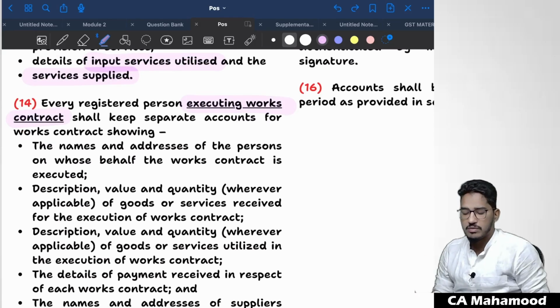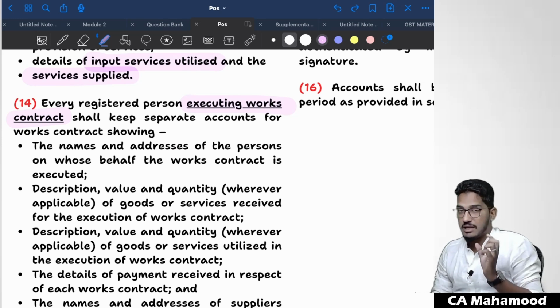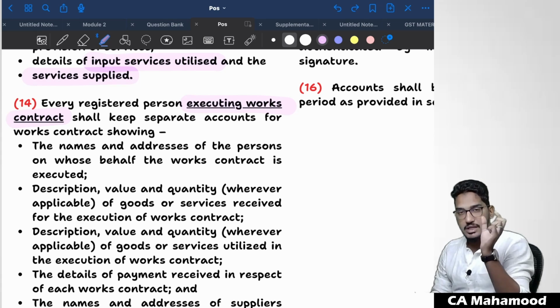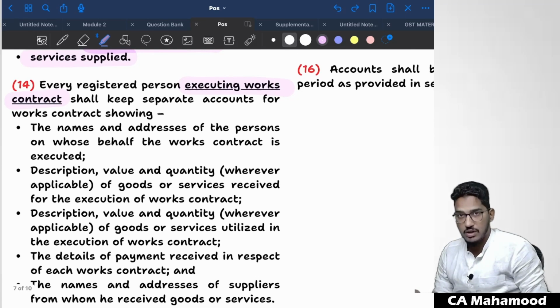So what do you mean by works contract? Work in relation to immobile property, which involves a supply of goods as well as supply of services, that we call as works contract. In case you are a person who is executing a works contract, you need to maintain certain accounts.